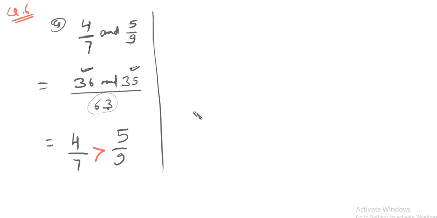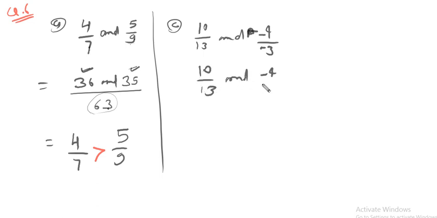I am solving one more question here. This is C. 10 upon 13 and -4 upon -3, right? So if you see here, it will become positive. -4 upon -3 will become positive. Minus will become positive. So you can take the LCM. 13 3s are 39.